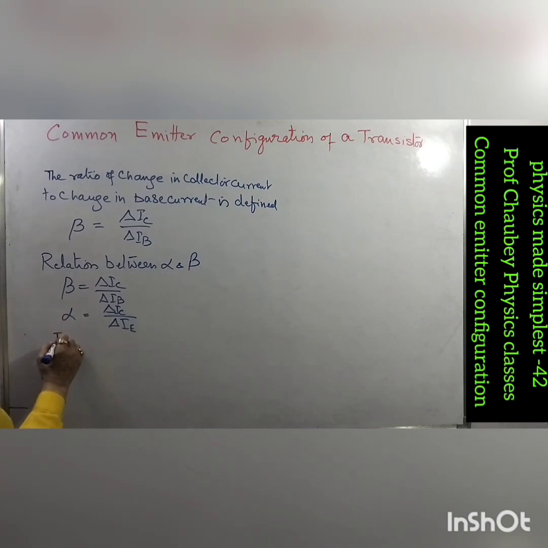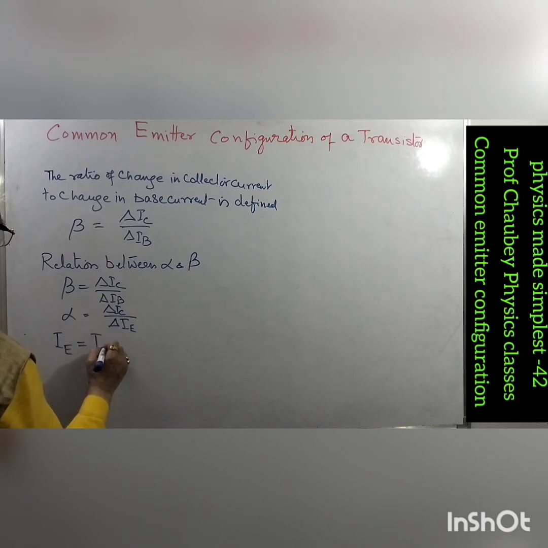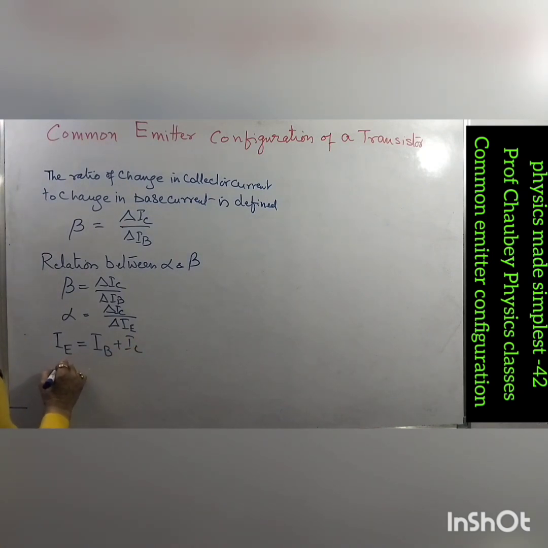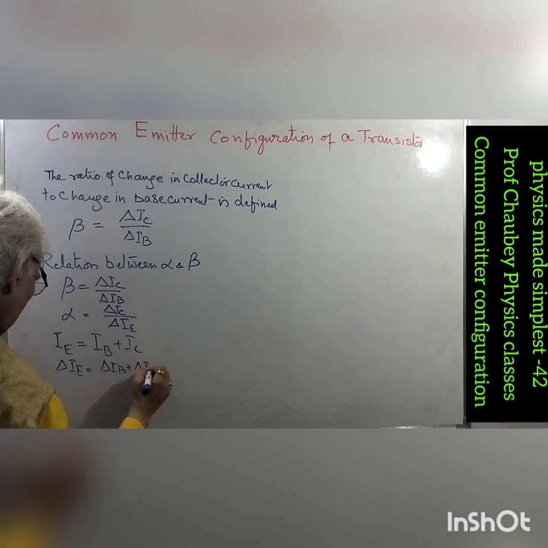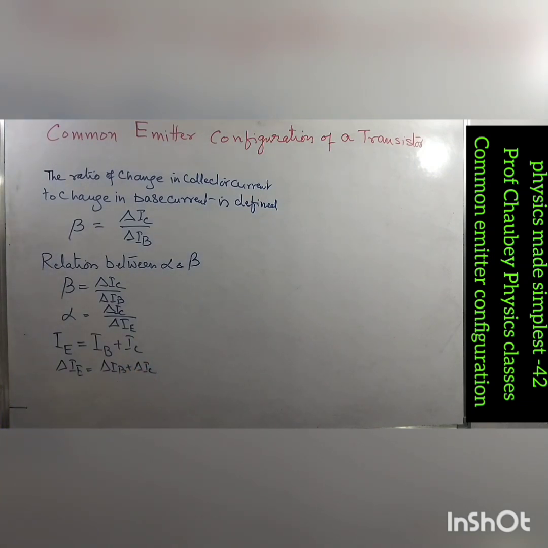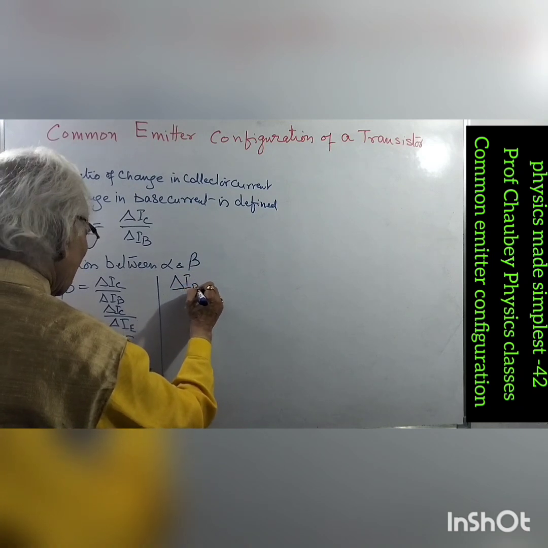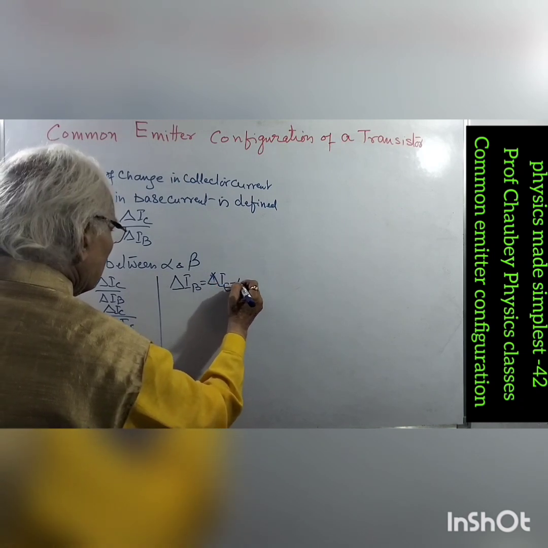We have IE, the emitter current, goes to the collector side, which is the collector current, and passes through the base, so IE is equal to IB plus IC. We can have delta IE equal to delta IB plus delta IC. This gives us delta IB equal to delta IE minus delta IC.